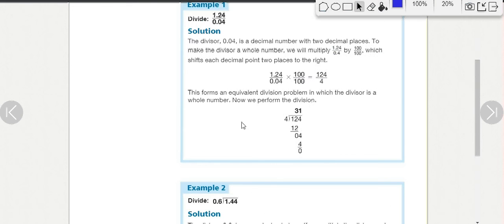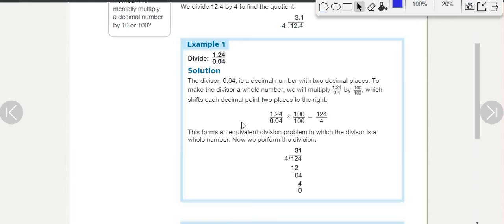They do a similar one, but this time, how is it different in example 1? The divisor, or the denominator, the way it's shown here, is now in the hundredths place. So what will we need to multiply by? 100 on the top and on the bottom. Making this 4 and making this 124, they perform the division, comes out evenly to 31. Take a closer look at that if you need to.